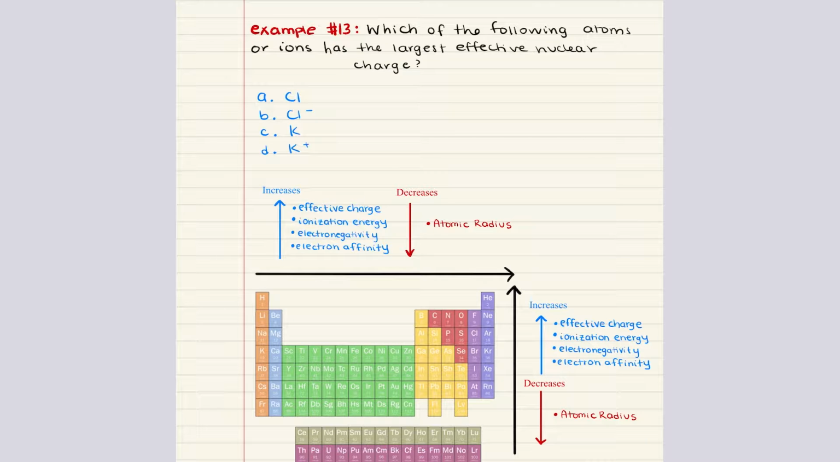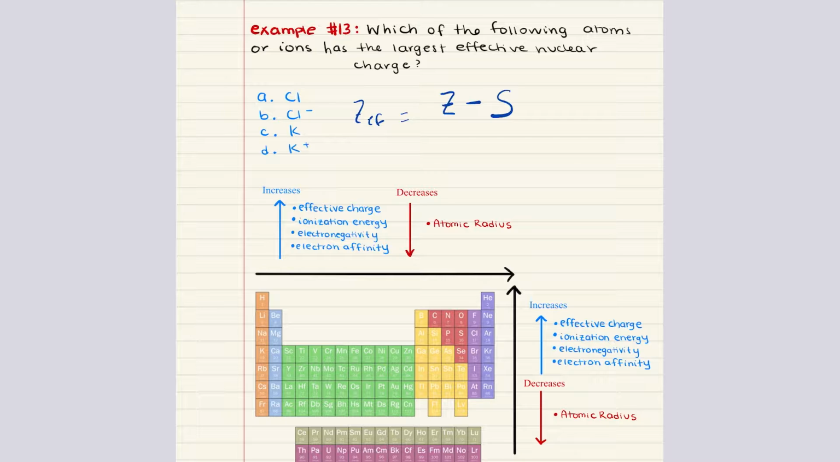So in this problem, we're asked to determine which of these given atoms or ions has the largest effective nuclear charge. And effective nuclear charge is the net positive charge that's experienced by an electron in a multi-electron atom. And it's calculated as the actual nuclear charge, Z, so like the number of protons, minus the shielding effect of the inner shell electrons, which we can write as S. So Z effective, our effective nuclear charge, is equal to Z minus S.